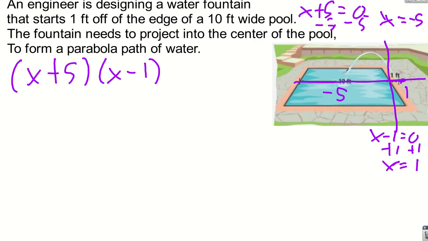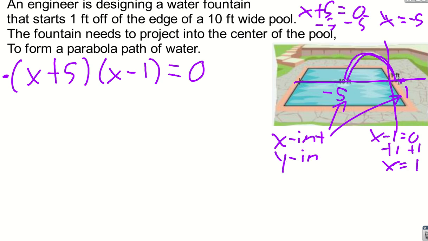Cool. The only thing next is my fountain is opening upside down. So I need to make my a term negative so that it opens upside down. So there's my equation, and I can set that all equal to 0. So I have figured out my x-intercept right there. Now I can go find my y-intercept.